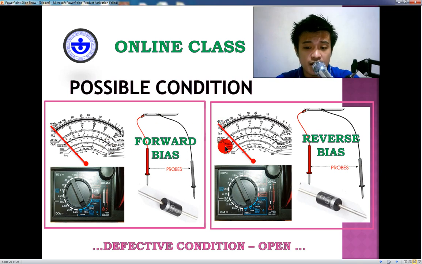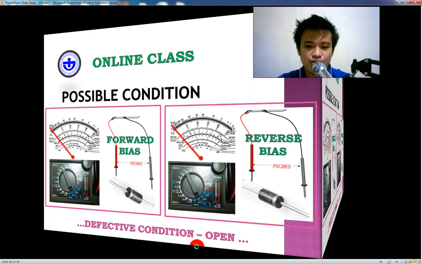Yes, the same in here in reverse bias, as long as the setting is correct. And if you can get this test result, then the condition is defective, and that is under open. Open means your diode now will not allow the current to flow whether it is connected in forward bias or reverse bias. That is why it is now defective and open. There is no more connection between the two legs, and we consider it an open condition.